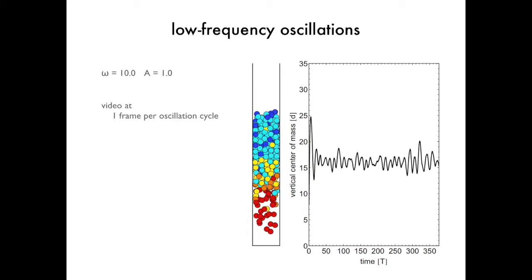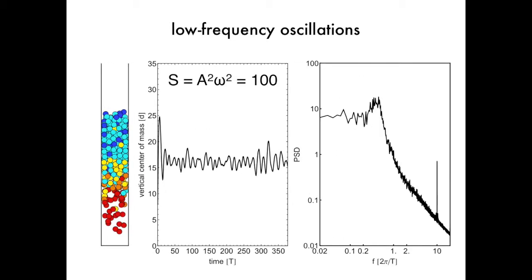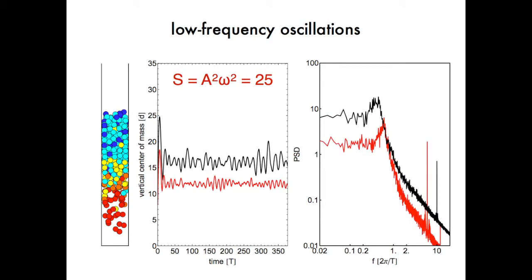Let us now compute the Fourier transform of the evolution of the center of mass. 2 peaks can be clearly distinguished: a very steep one at the frequency of oscillation of the system, and a broad lower peak that corresponds to the frequency of the so-called low-frequency oscillations. Furthermore, we show the Fourier transform for different shaking strengths.